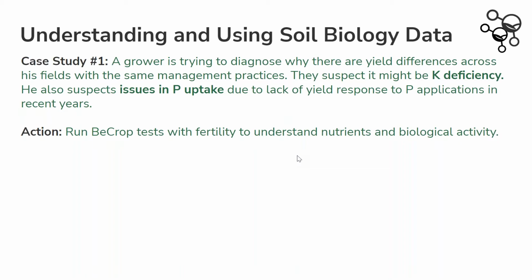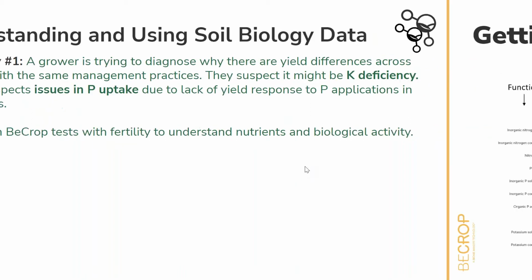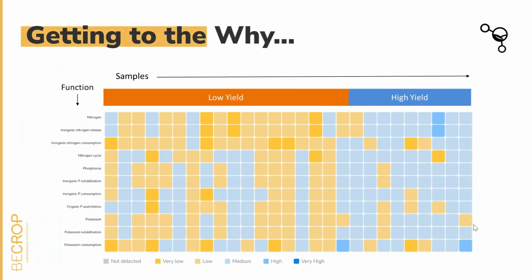So we're going to run some BeCrop tests with our fertility analysis. We're going to look at the biology and the chemistry, because we've been looking at just the chemistry for the last few years, and it's not really giving us the answers that we're looking for. So we're going to look at the biology portion as well, and we're going to understand the nutrients and the biological activity that may be contributing to try to see if we can get to some answers. So here's getting to the why.